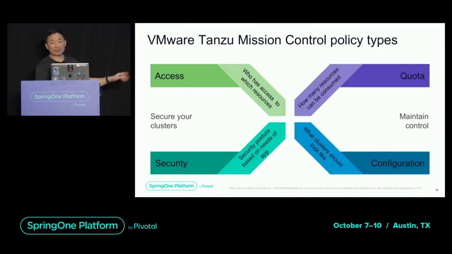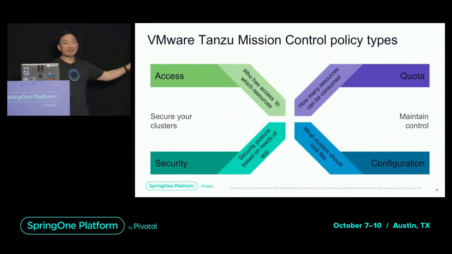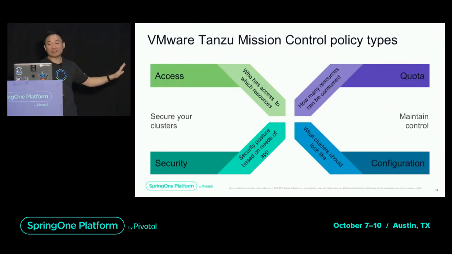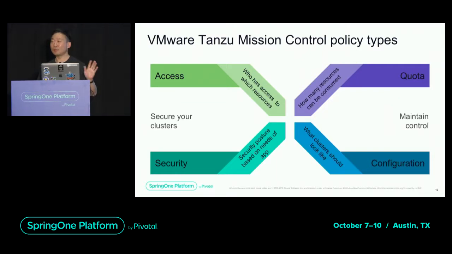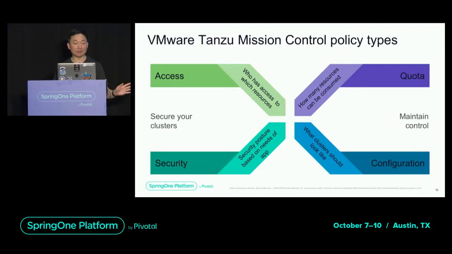Sorry, this is a kind of a marketing slide that I stole. But this is a little bit forward-looking in terms of the type of policies that we can actually control in Tanzu Mission Control. And first of them, of course, is the access policy, basically defining cluster and role bindings for your clusters.